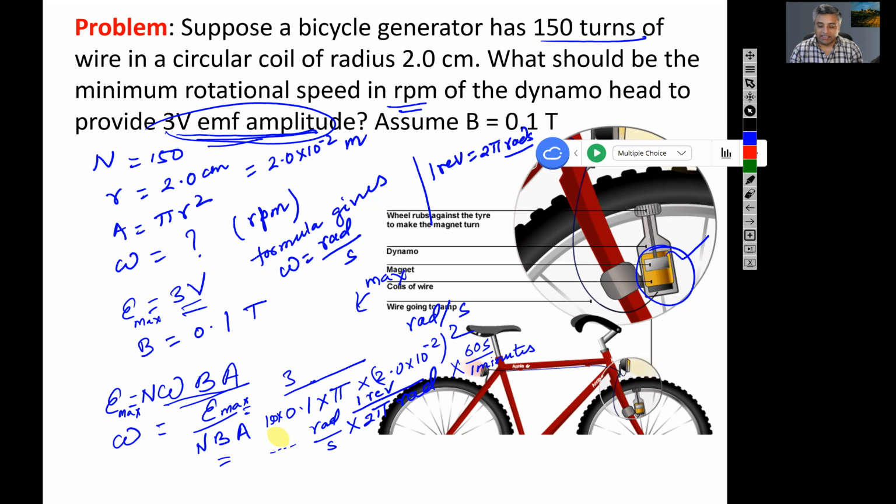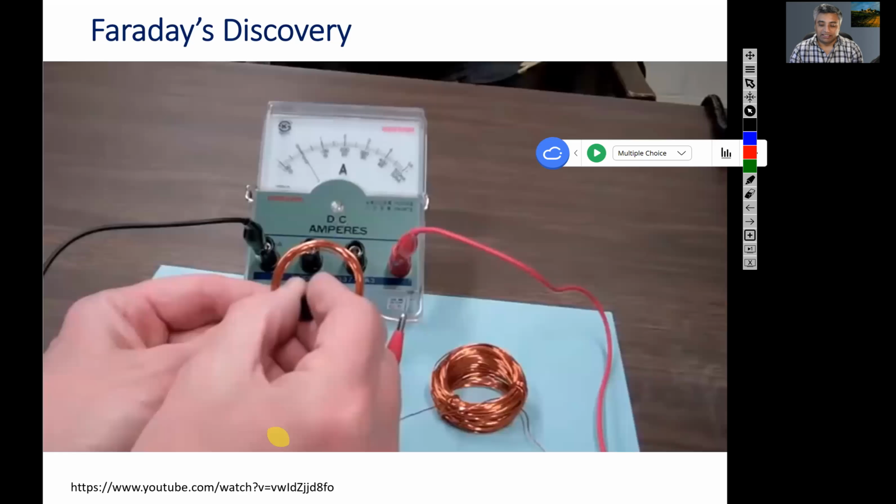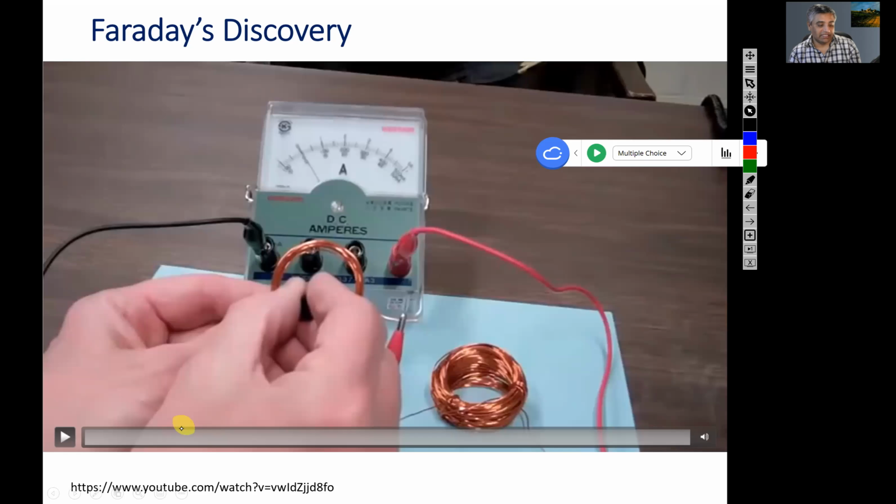Whenever I see pi here, it makes me kind of hungry. I don't know about you guys, but that's what it does to me.